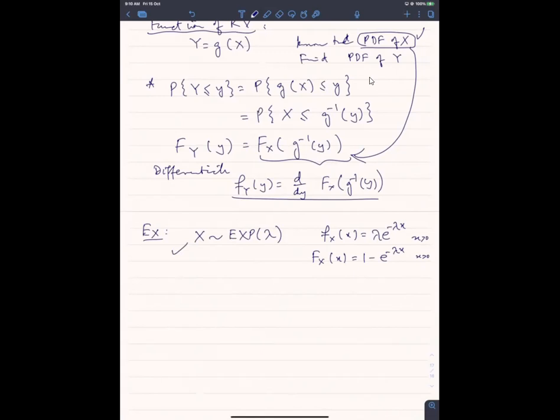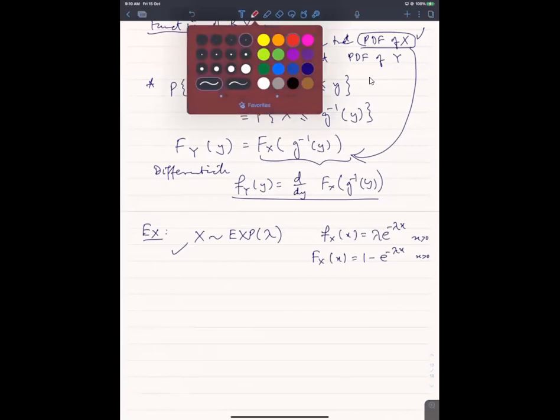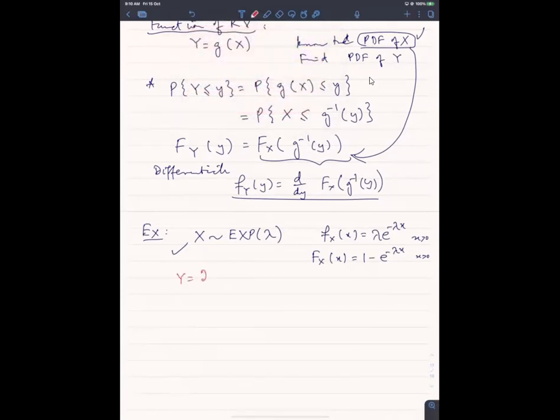Now, I am interested in y, which is 2x plus 3. I am interested in asking a probability question about y. उसके लिए मुझे y का PDF चाहिए. What would be the PDF of y?